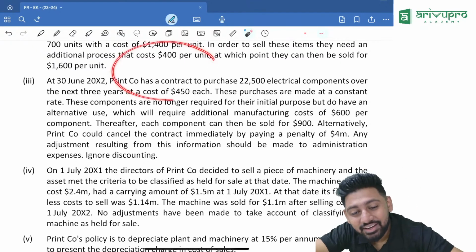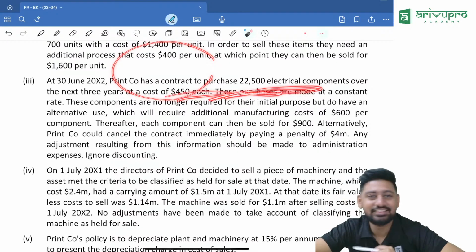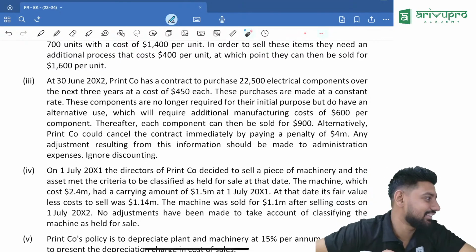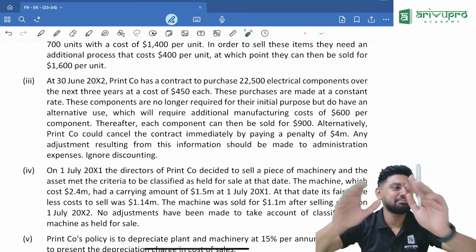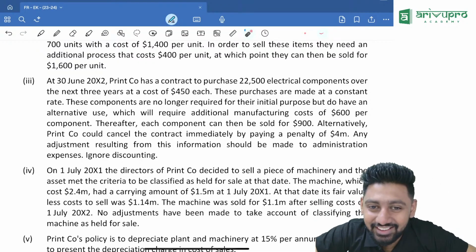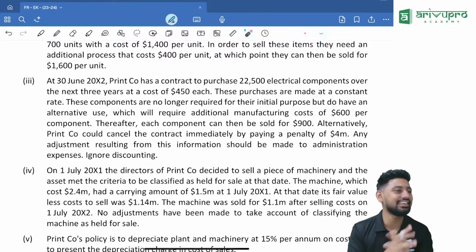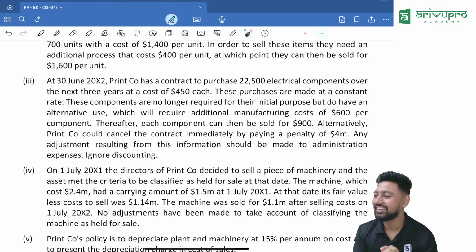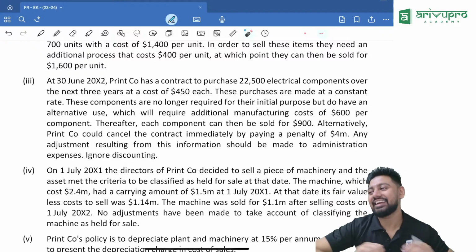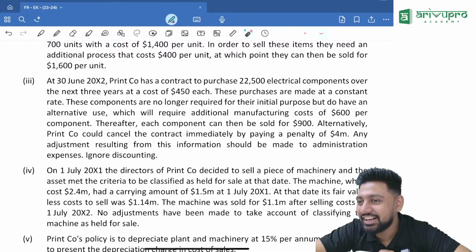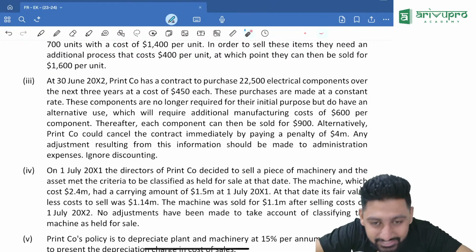You have a contract to purchase, so there is a cost that you are going to incur. You do not know what to do in the exam. Stuck, entirely stuck. Okay, what is this? What are they even saying? It's an onerous contract, in line with IAS 37.